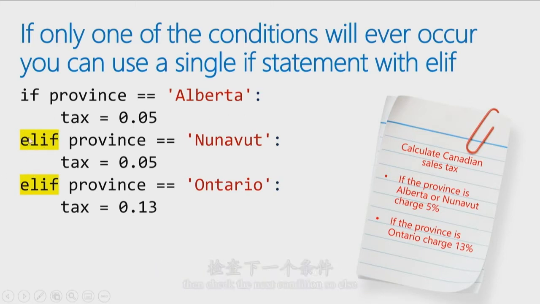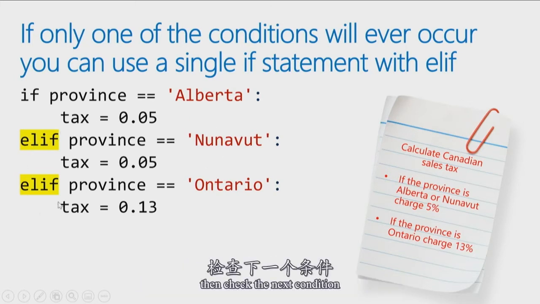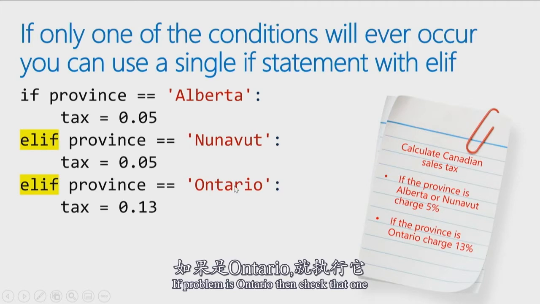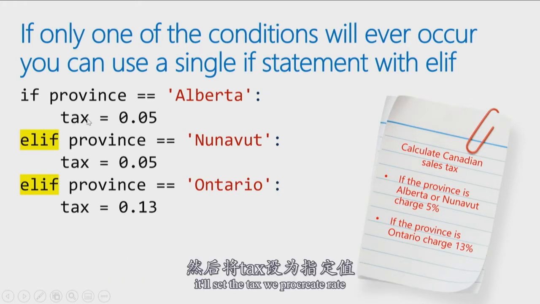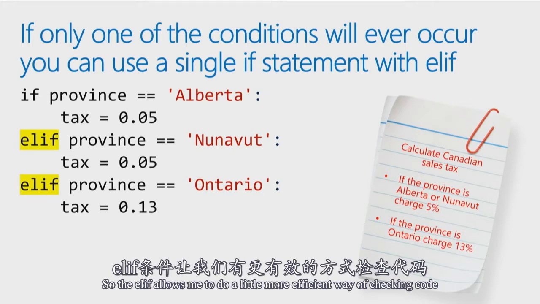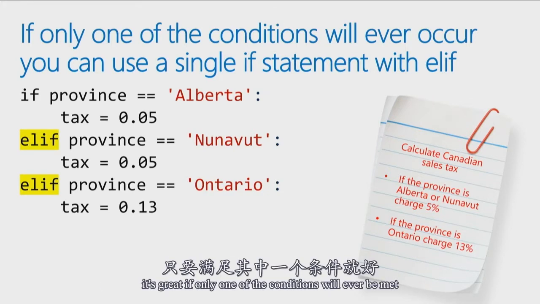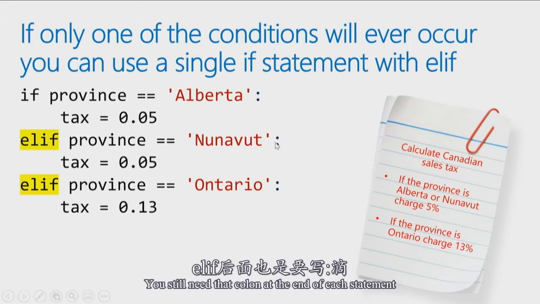So else, so otherwise, if the province is Nunavut. Oh, it's not? Then check the next condition. If province is Ontario, then check that one. So basically, it'll go down the list, and when it finds one that's a match, it'll set the tax to the appropriate rate and exit the if statement right there. So the elif allows me to do a little more efficient way of checking code. It's great if only one of the conditions will ever be met. You still need that colon at the end of each statement.